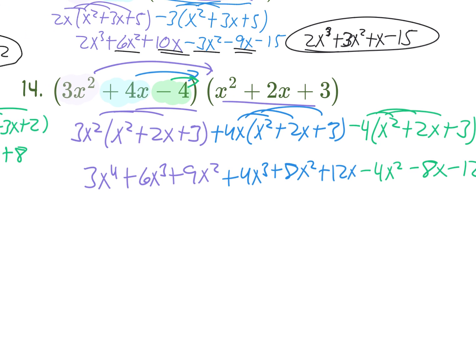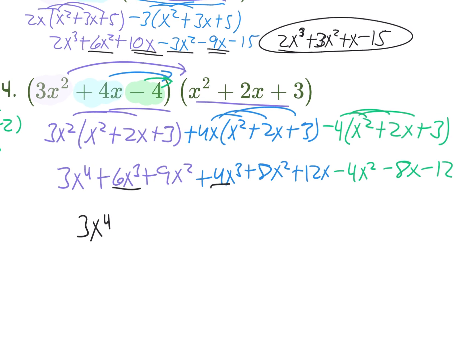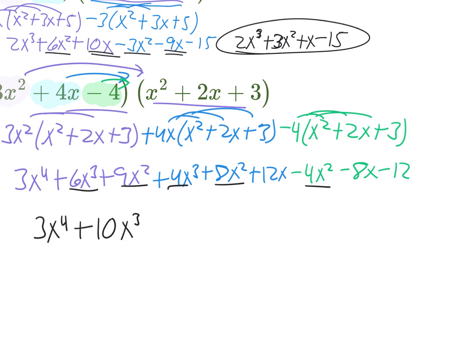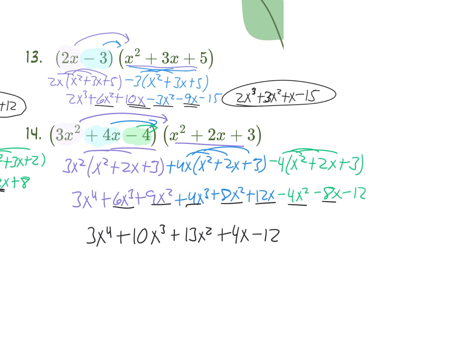Combine like terms. Nothing combines with 3x to the fourth. 6x to the third plus 4x to the third is going to get us a 10x to the third. 9x squared plus 8x squared is 17x squared, minus 4x squared is going to get us a 13x squared. And then I have a 12x minus an 8x, that's going to get us a plus 4x, and then I have a minus 12. So another big one that required a lot of work.